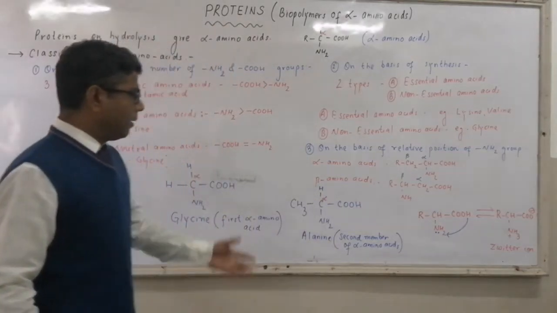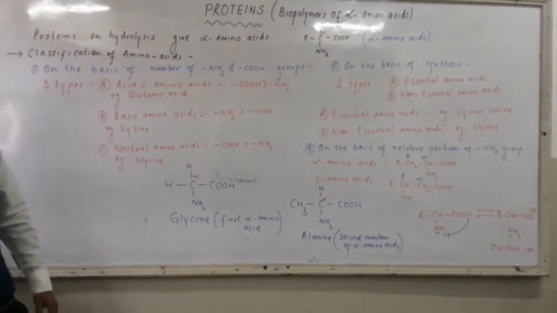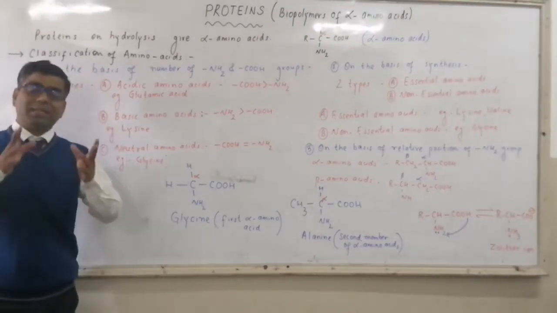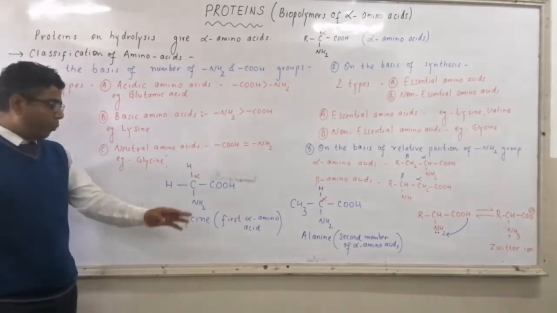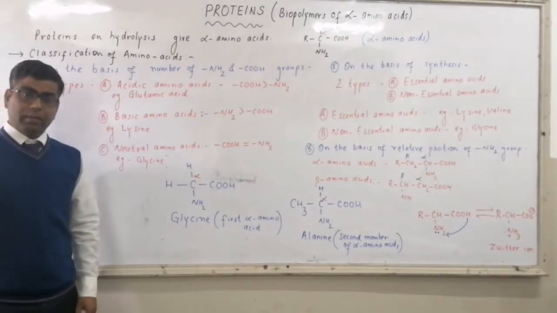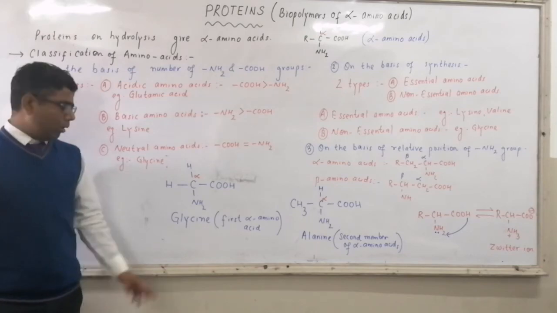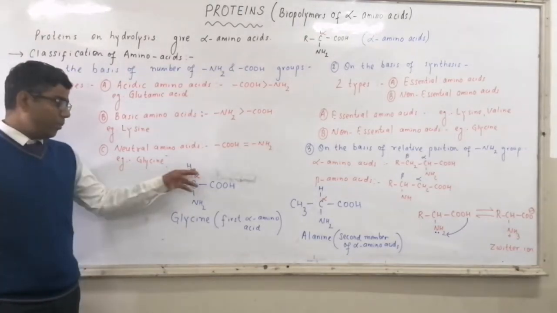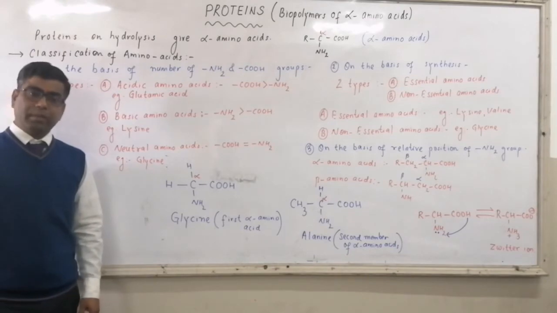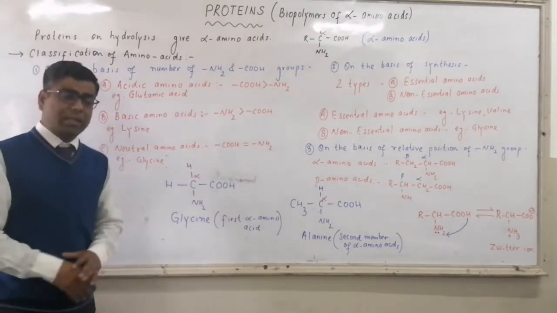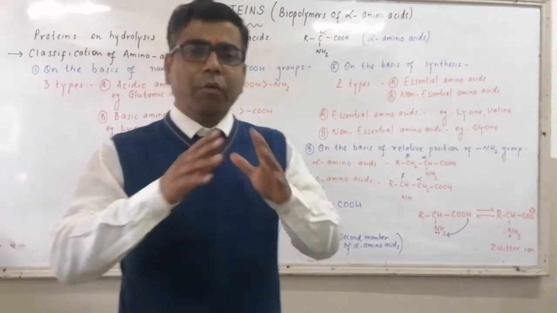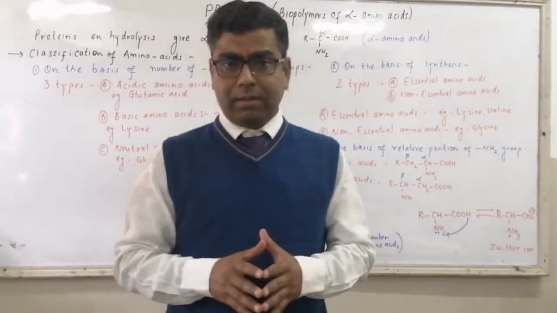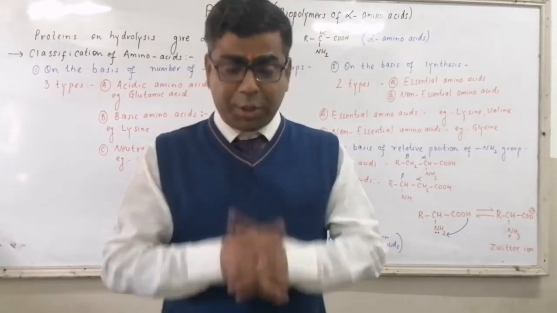So about the alpha amino acids, the first simplest alpha amino acid is glycine, containing 2 carbon atoms, and the NH2 group is over the alpha carbon atom. This carbon is not chiral because this carbon has 2 similar H atoms or groups. So the first member, the simplest member of alpha amino acids, is not optically active, while all the rest of the alpha amino acids are optically active in nature.